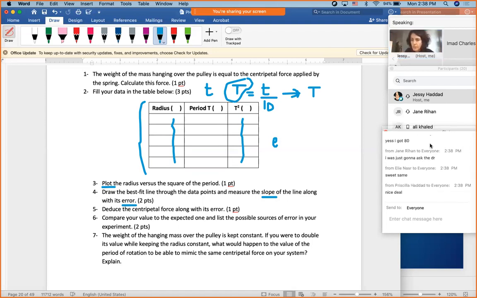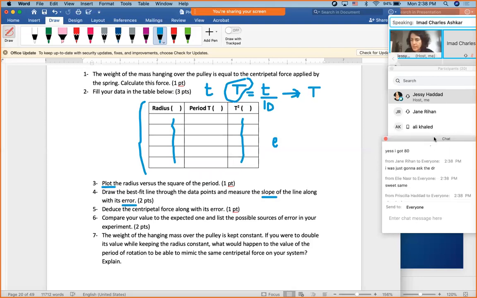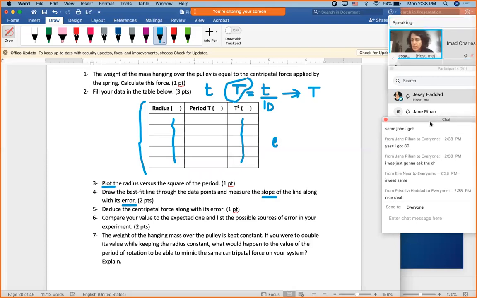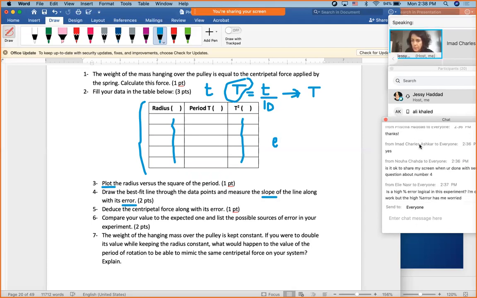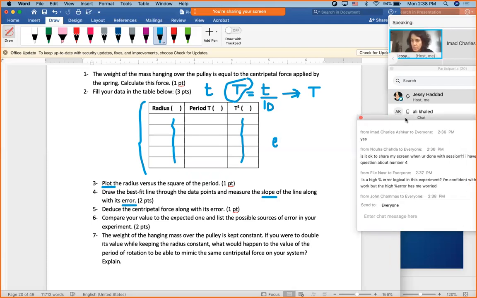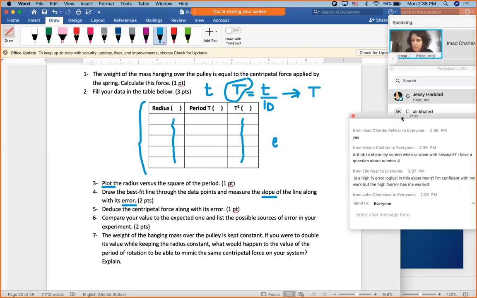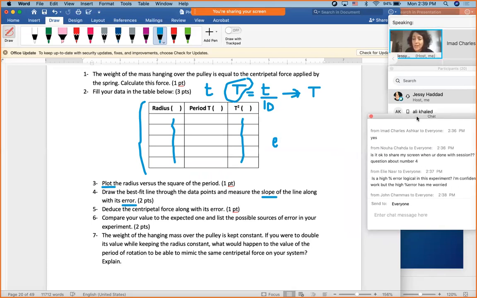All right, I want to check the chat. Somebody has his hand up. I don't think so. Probably I cannot see it. All right, if you have your hand up, please speak up. All right, is it okay to share my screen when we're done with the session? I have a question about number 4. Noha, do you want to do this now or at the end of the session?